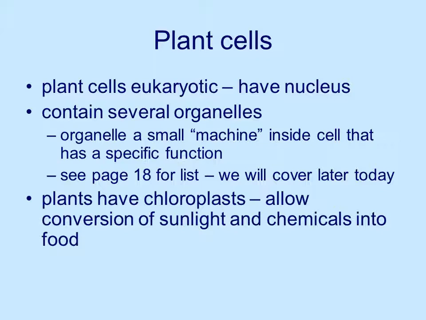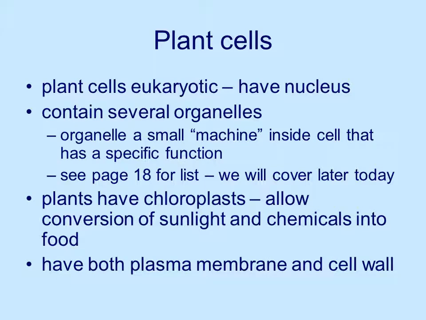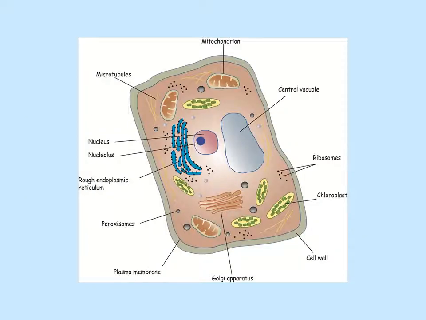Plants have chloroplasts. Now this is an important part of a plant because this allows the plant to make food out of sunlight and chemicals, and this is pretty important. We'll say more about this in another chapter. Plants have both a plasma membrane and a cell wall. So they have the plasma membrane inside, the cell wall outside.